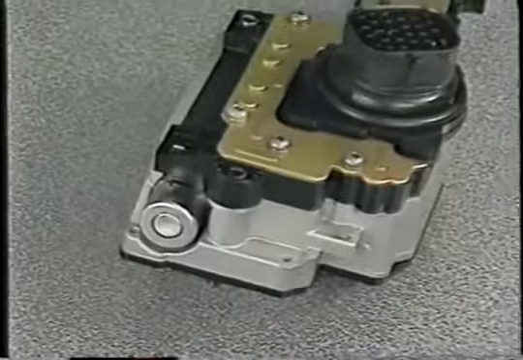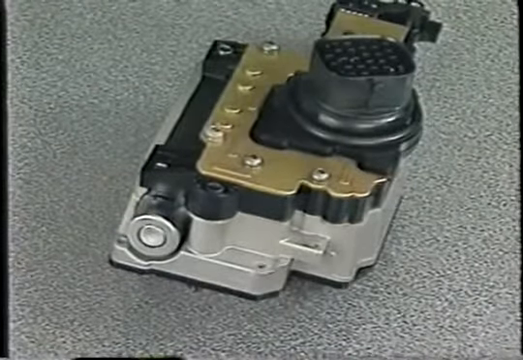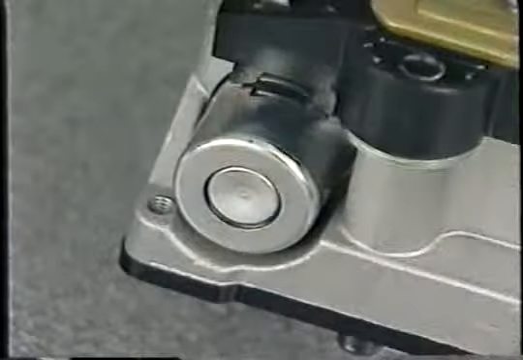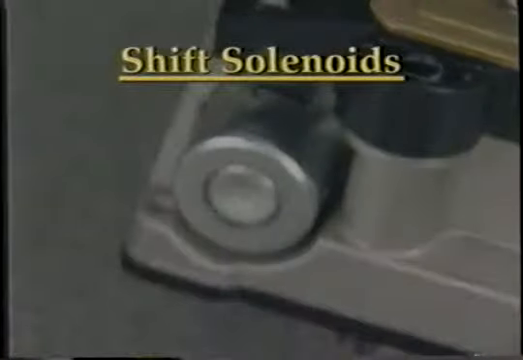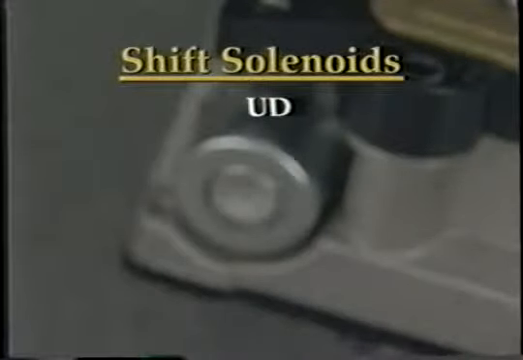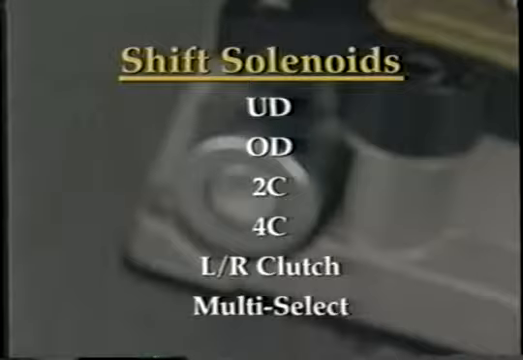The solenoid pack houses 1 pressure control solenoid and 6 shift solenoids. The TCM energizes the pressure control solenoid to control main line pressure. The 6 shift solenoids are for the underdrive, overdrive, second and fourth clutches, the low reverse clutch, and the multi-select solenoid, which has different functions based on manual valve position.